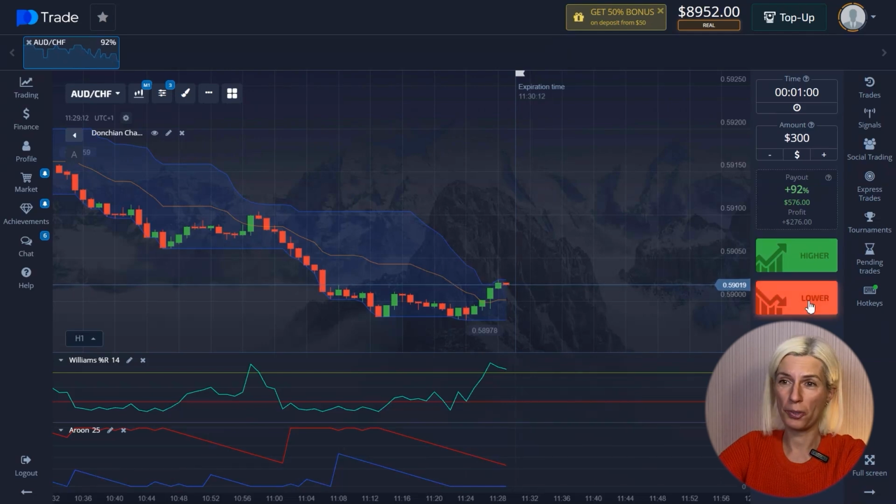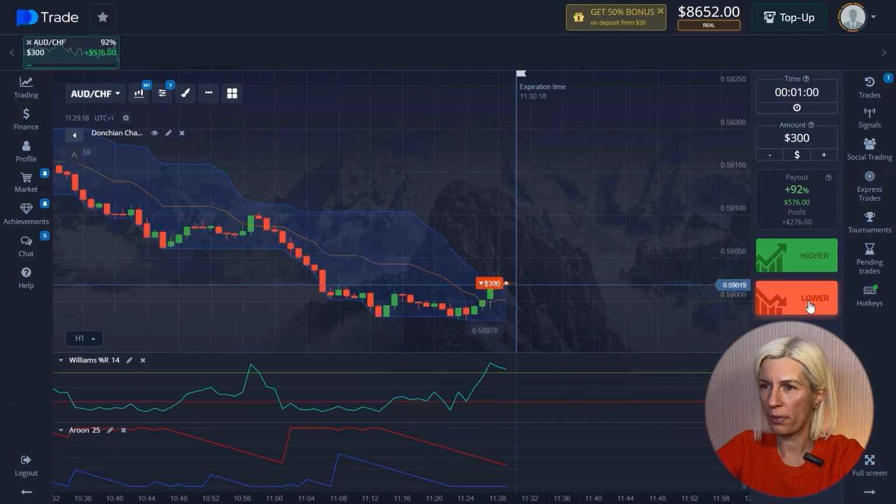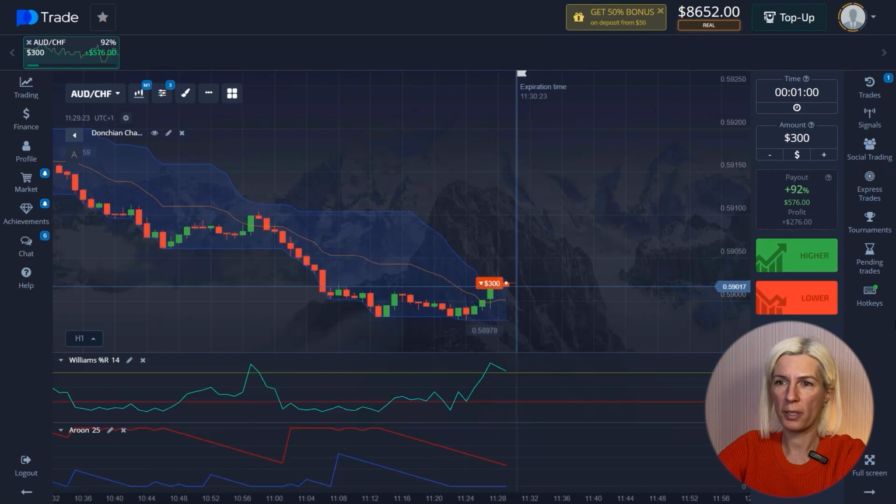Now let's return to trading again, and we will open a down trade for 1 minute with $300. During the price growth, the Williams line took a horizontal position, and this is a clear signal of a possible reversal of the price direction. In our case, a possible decline. The trade is open, so let's get back to the conversation.